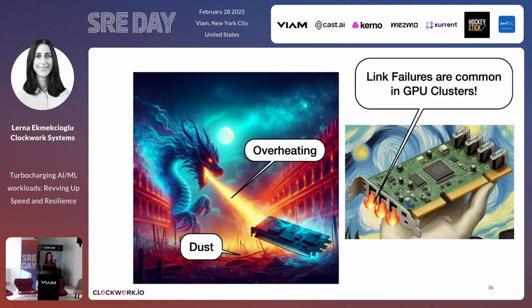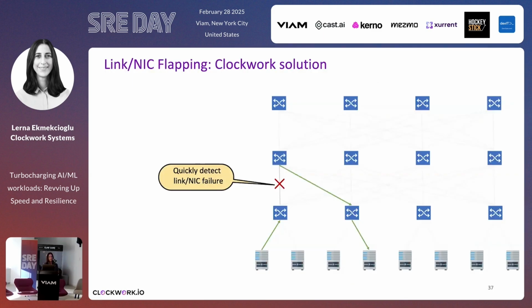So it's fairly common in a large enough cluster for this issue to happen. There's a very well-respected publication called SemiAnalysis that talks about this. So the link can flap in an interior link from top of rack switch to a core layer switch, or it can happen in an exterior link from a node to the top of rack switch in a rail optimized design where you have NIC 0 of the node connected to port 0 of the switch, and that's how the node is sending data to all the other nodes.